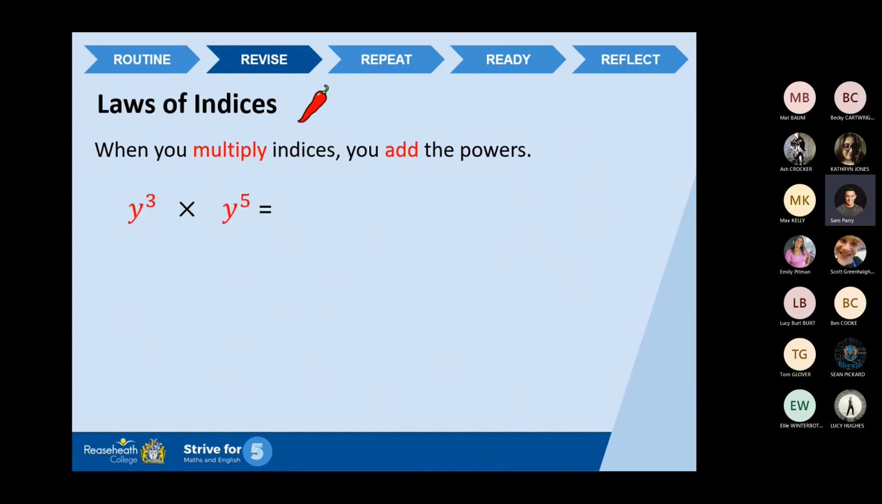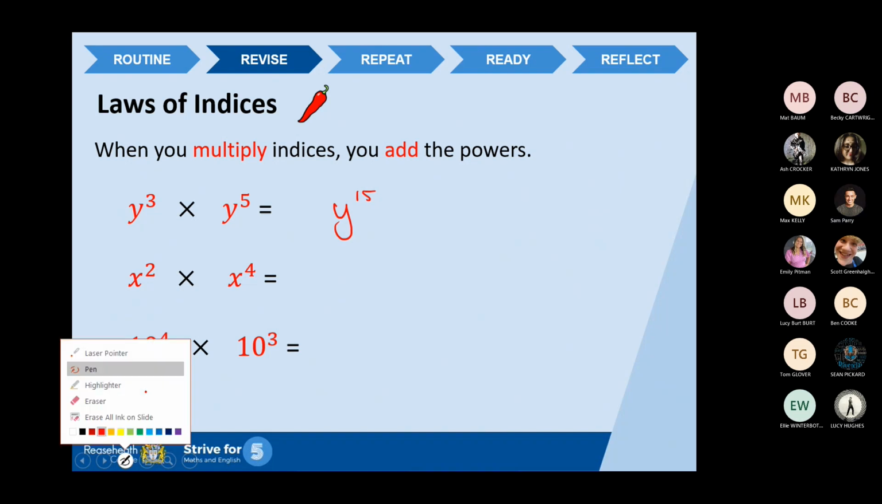When you multiply indices, you add the powers. I do apologize if you guys have been told this recently, but it's always good to reinforce it. So 3 times 5, naturally, students will want to do this: 3 times 5, 15. That's what they'll want to do. But we need to remember this rule because this could be the difference of a mark, okay?